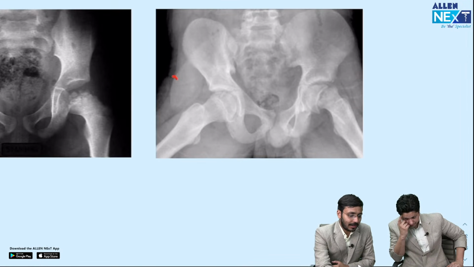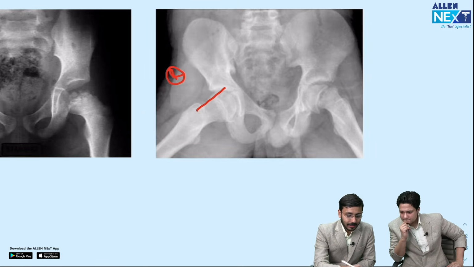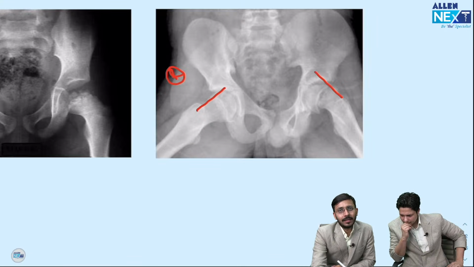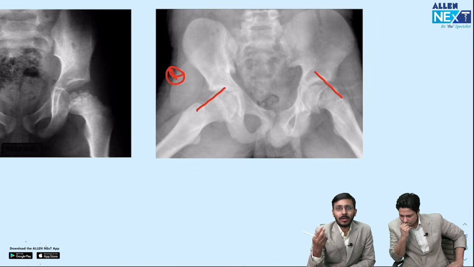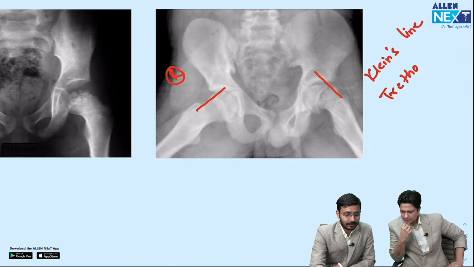As compared to the right side, if we draw a line from the superior surface of the femoral neck, it transects the epiphysis. But here the epiphysis is slipped downwards. So if we draw a line from the superior surface of the femoral neck, it does not bisect the femoral epiphysis. This is the Klein's line, or line of Klein, and this sign is known as Trethowan sign.